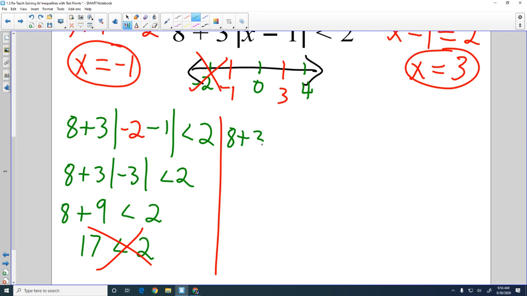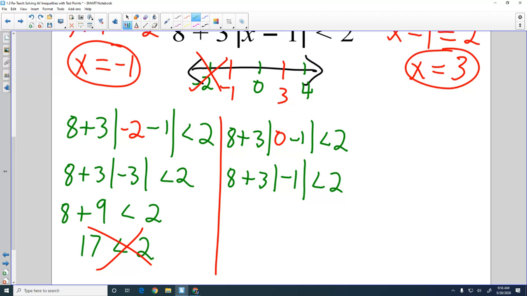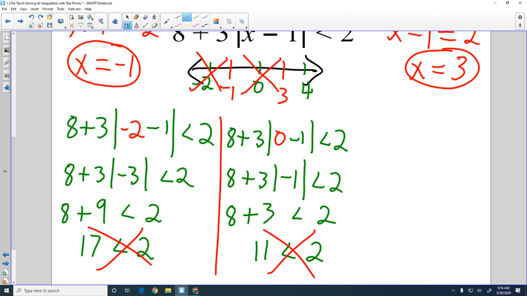8 plus 3, absolute value of 0 minus 1, less than 2. This is 8 plus 3 times the absolute value of, well, 0 minus 1 is negative 1. 8 plus, well, the absolute value of negative 1 is positive 1, and 3 times 1 is 3. 8 plus 3 is 11. And is 11 less than 2? No, of course not. So that's not true. So the middle section is out.